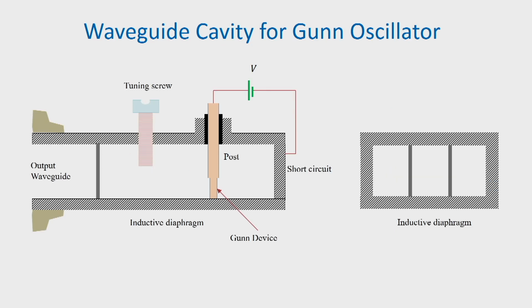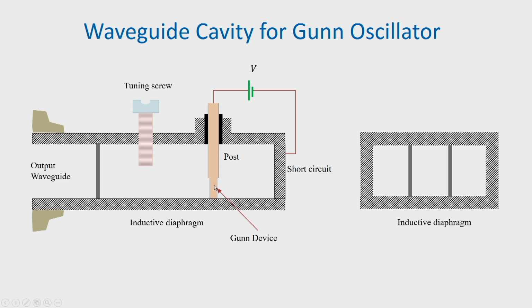Gunn diodes are used as microwave sources, and this is the configuration of a Gunn oscillator which is often used as a laboratory power source.